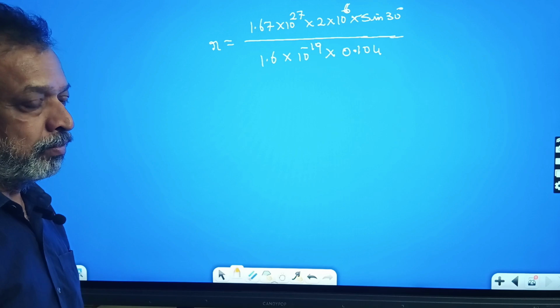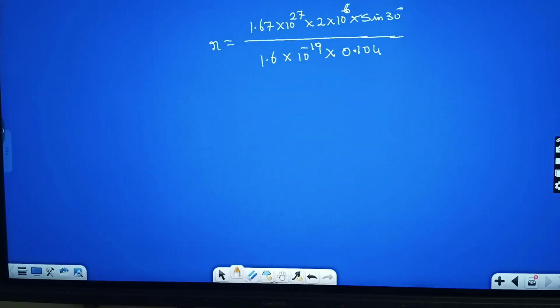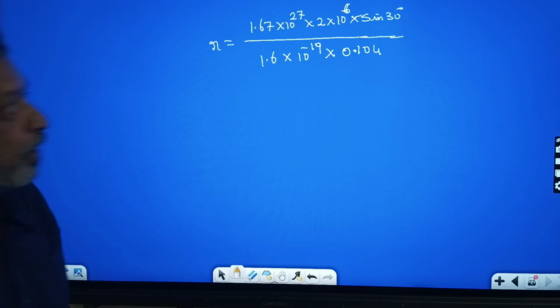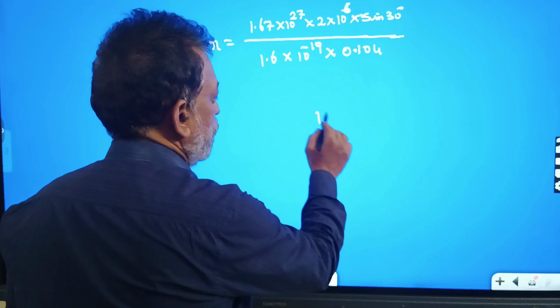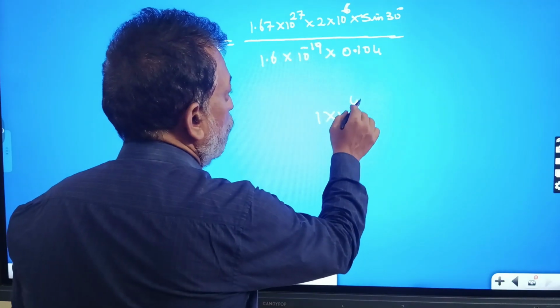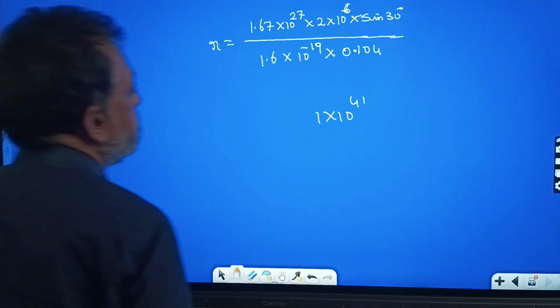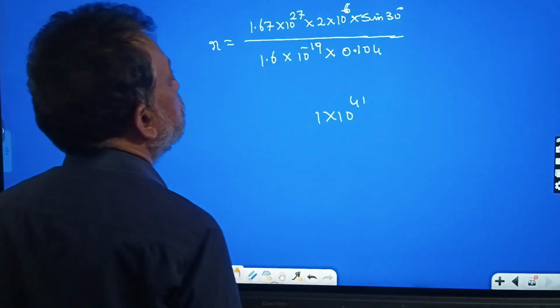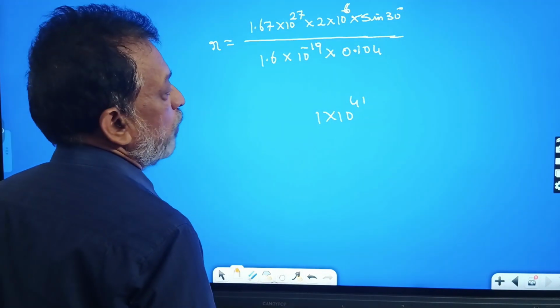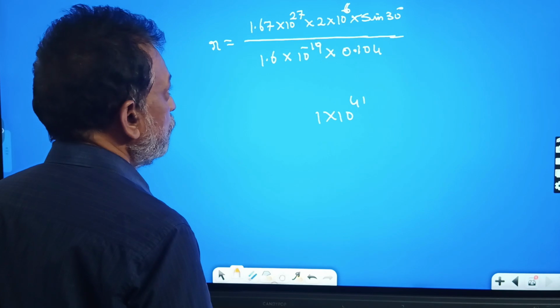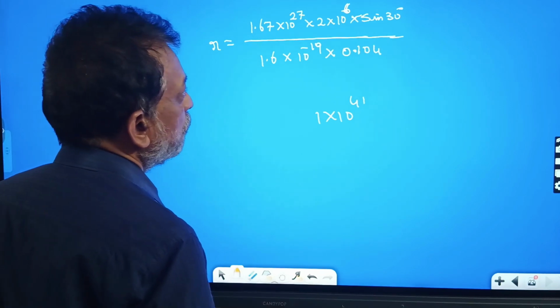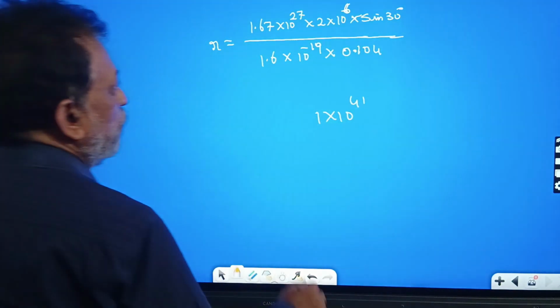So approximately 1 into 10 to the power of 40. Yes, sir. 1 into 10 to the power of 40. Right. 1 into 10 to the power 41. Sorry, according to this, okay. So 1 into 10 to the power of 41. Okay, now.